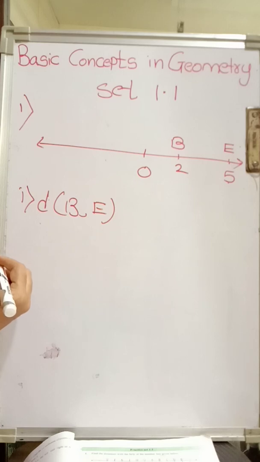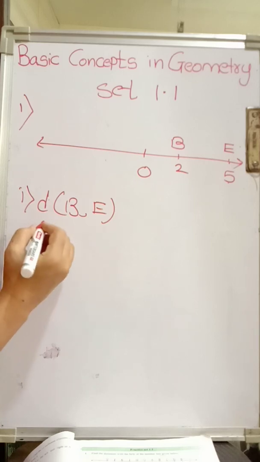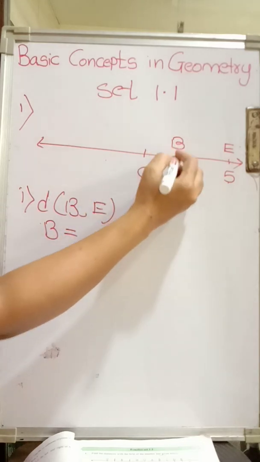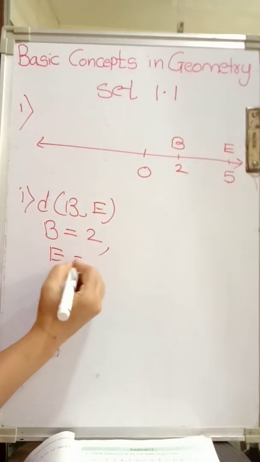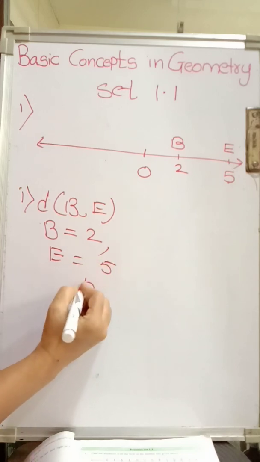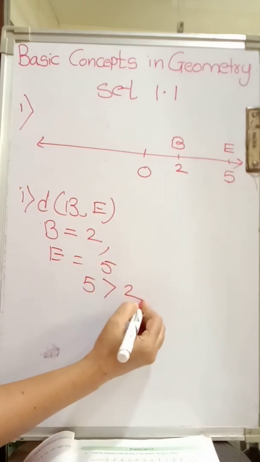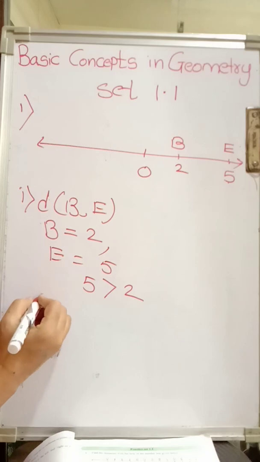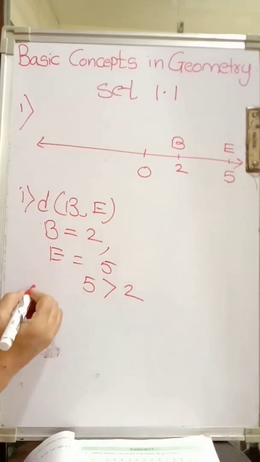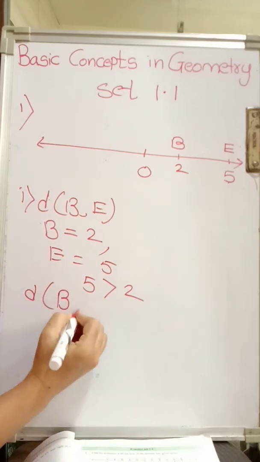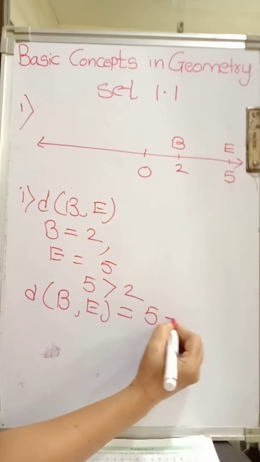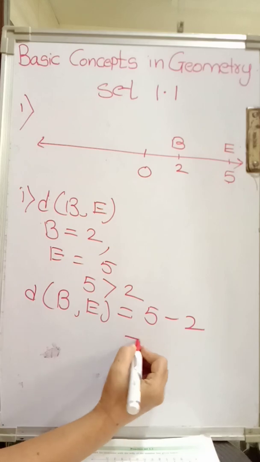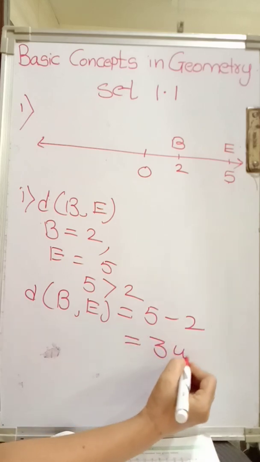Now how to find the distance? Distance is always greater coordinate minus smaller coordinate. So first write the coordinate of B. It is 2. What is the coordinate of E? 5. Who is greater? 5 is greater than 2. So distance is always greater coordinate minus smaller coordinate. So distance B comma E will be 5 minus 2, which is equal to 3 units.